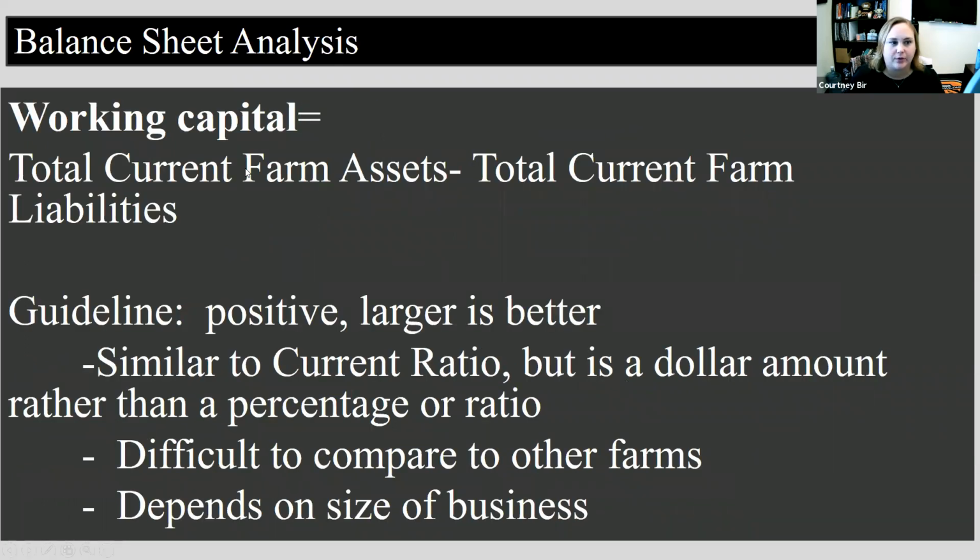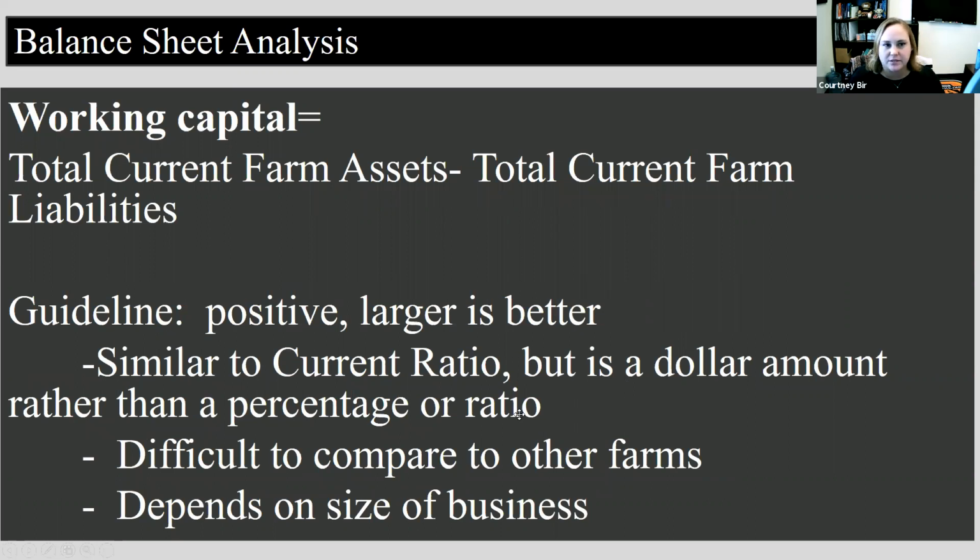So your working capital is the total current farm assets minus the total current farm liabilities. As a guideline, if it's positive, larger is better. It's similar to the current ratio, but it's an actual dollar amount rather than a percentage. All of those ratios, of course, are percentages, and this is actually a dollar amount.